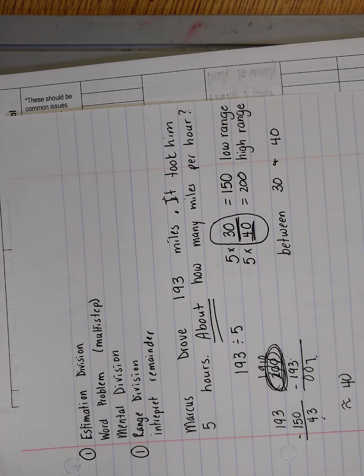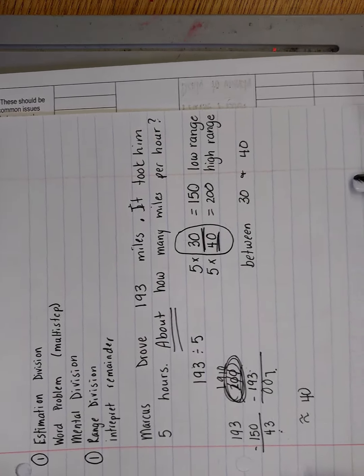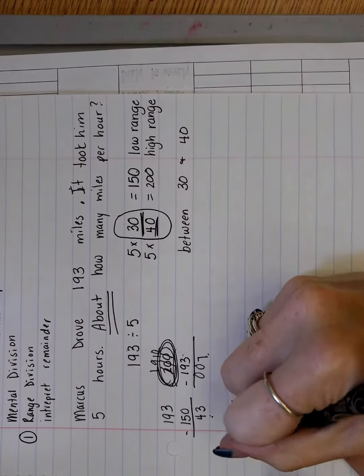Now, word problems. On the test, you have 1, 2, 3, 4, 5, 6, 7 word problems on the test. So there are 15 total problems. 7 of them are word problems. So about half, just so you get a better idea of that. Now, we'll come back to that. Let's talk about mental division. And what mental division means.